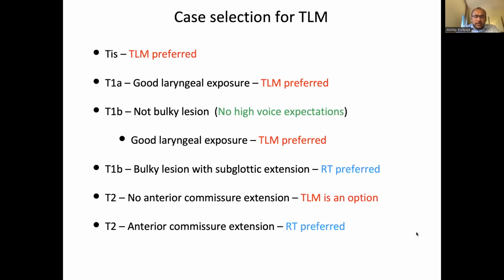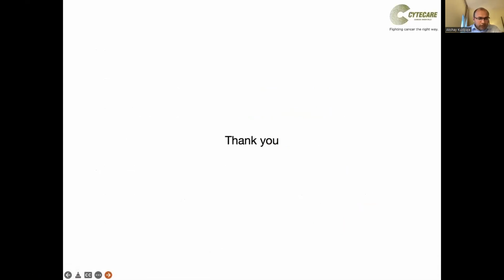For a T2 lesion, when there is no anterior commissure, good exposure, transoral laser surgery can be an option to give to the patient if again patient is willing to compromise on these voice outcomes. T2 lesion with anterior commissure extension, again RT is preferred and not good cases for transoral laser surgery. So thank you. Thanks for the opportunity. If you have any questions, I can take.